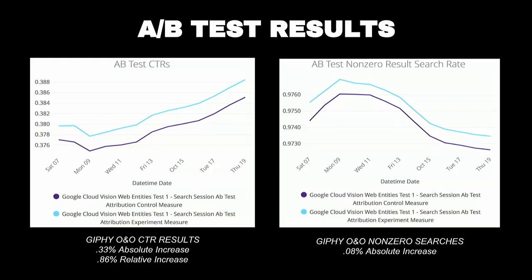And then also, the other byproduct of this was we were returning less empty searches. So on the right side, those are non-zero results. As you can see, we had a higher percentage of searches that were not empty. So a person would search for something, they wouldn't get anything back. Reason being, we had more metadata about our GIFs, which increased our overall relevance.